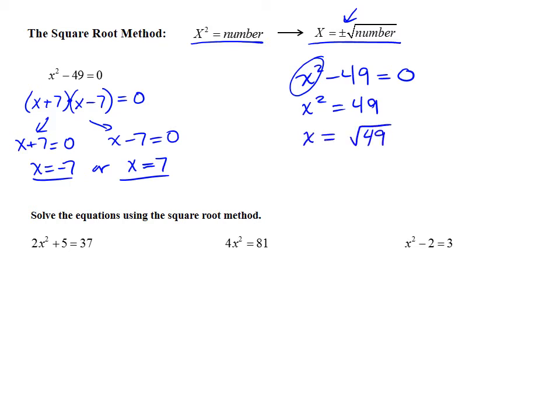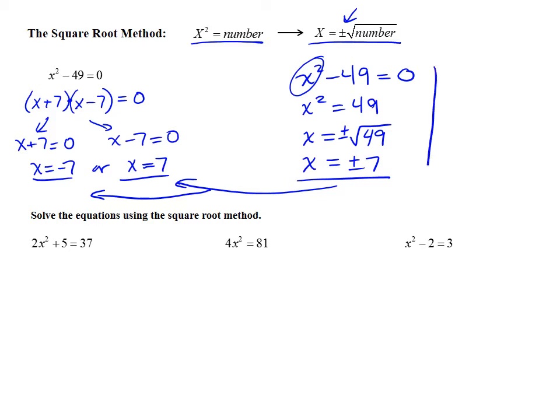The thing we have to remember, though, is we're getting two answers by putting in a plus or a minus there. So x is equal to plus or minus 7, which are exactly the same thing that I got over here. We had two answers. One was positive and one was negative 7. So I get the same thing, but as you get used to this square root method, it's very quick, and that's why people like to use it when they have this situation in their equation. So let's look at some more examples.